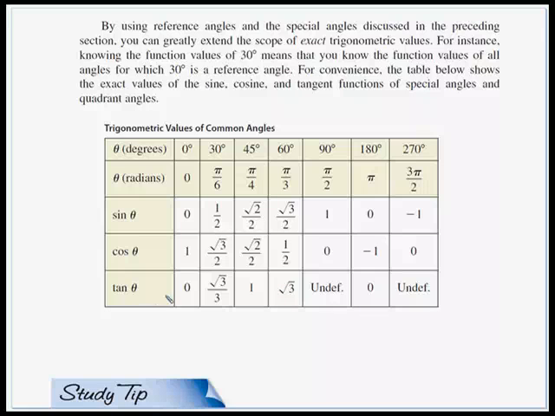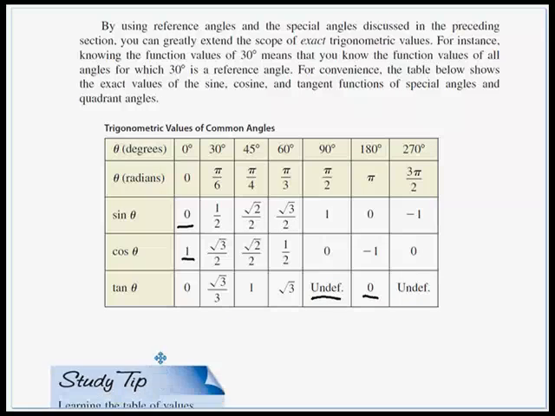And the tangent values are just sine divided by cosine. 0 divided by 1 is 0. A half divided by root 3 over 2 is root 3 over 3. Root 2 over 2 divided by the root 2 over 2 is 1. These two fractions divided are square root 3. Here we have 1 divided by 0. We can't divide by 0, that's undefined. 0 divided by negative 1 is 0. And another divide by 0 scenario, another undefined value.